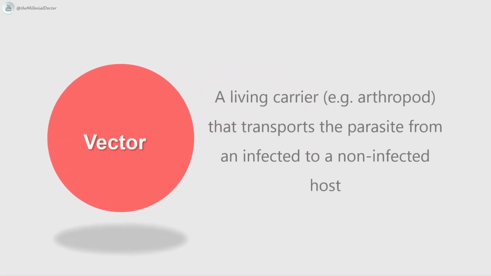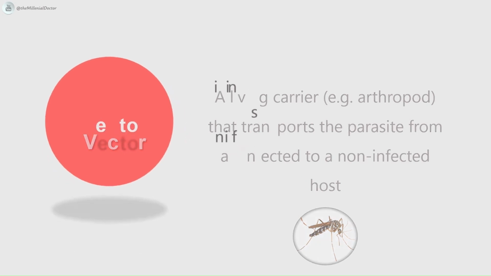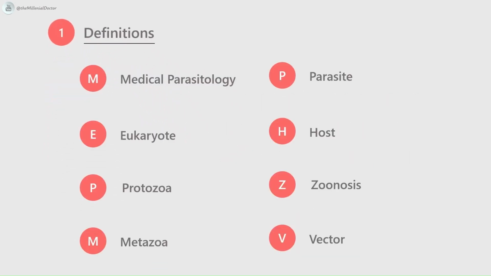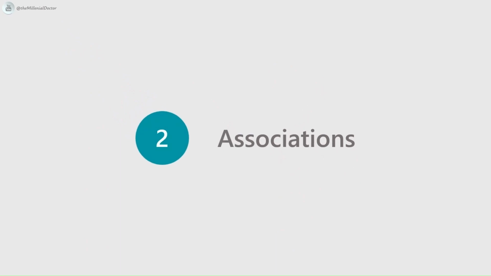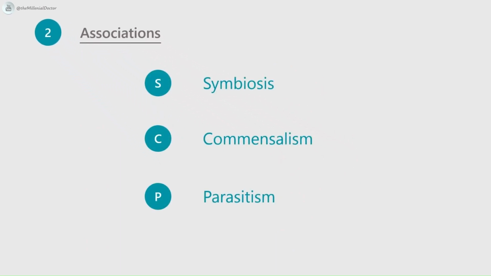Next, vector. It is a living carrier, example arthropod, that transports the parasite from an infected to a non-infected host. So here we complete the definitions. Next, associations. We have the following three associations: symbiosis, commensalism and parasitism.